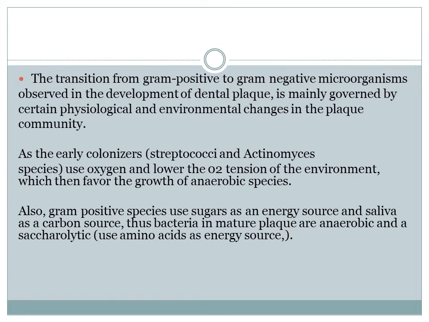The transition from gram-positive to gram-negative microorganisms observed in the development of dental plaque is mainly governed by certain physiological and environmental changes in the plaque community. The early colonizers, as we mentioned, such as Streptococcus sanguis and Actinomyces viscosus, use oxygen and lower the oxygen tension of the environment, which favors the growth of anaerobic species. Also, gram-positive species use sugars as an energy source and saliva as a carbon source. Thus, bacteria in mature plaque are anaerobic and asaccharolytic, using amino acids as an energy source instead of carbohydrates.